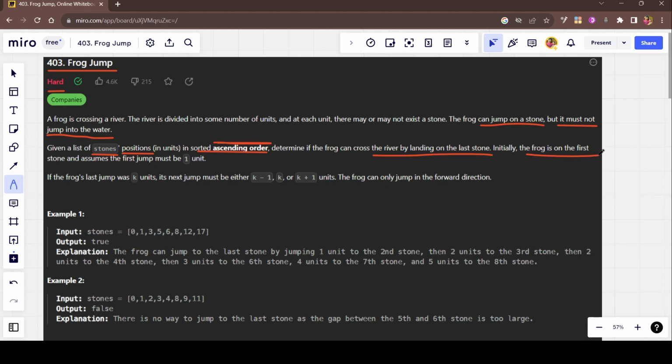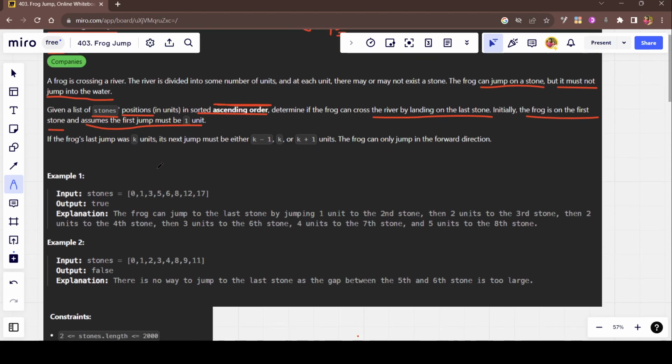Initially the frog is on the first stone. So here it is given that initially the frog is on the first stone, and we have to assume that the first jump must be of 1 unit. So if the frog is on 0th index initially, it can jump 0 plus 1. That means it can jump 1 unit, and it can place itself on position 1. And if there is a stone in 1st position, we can say that the frog is safe.